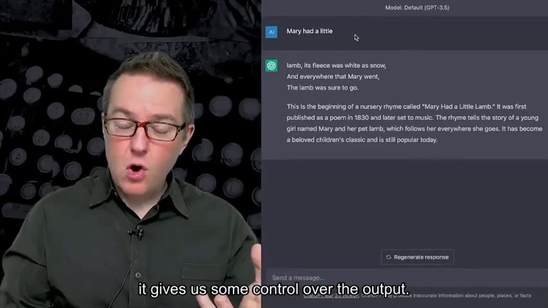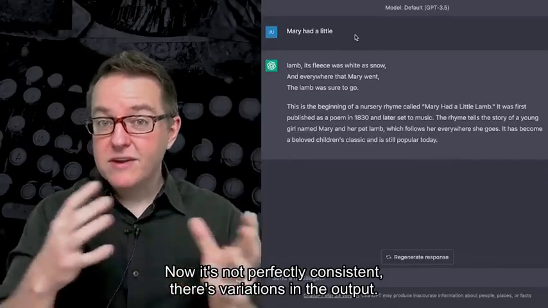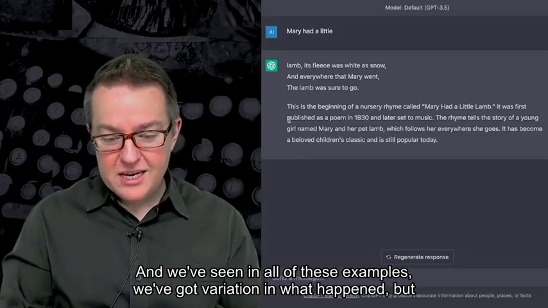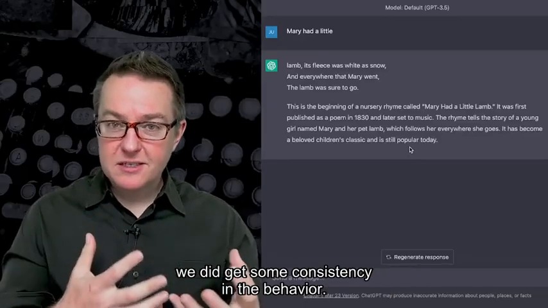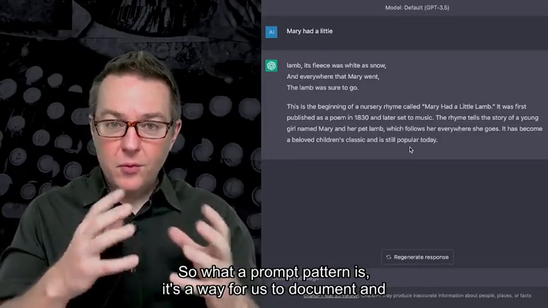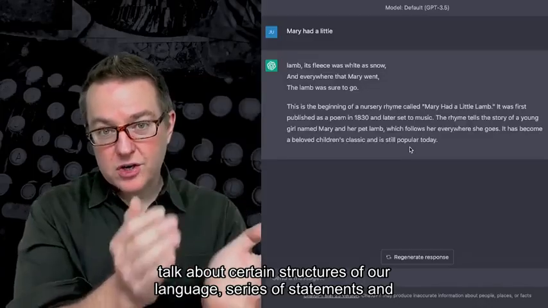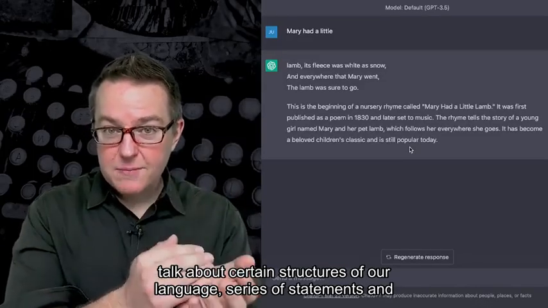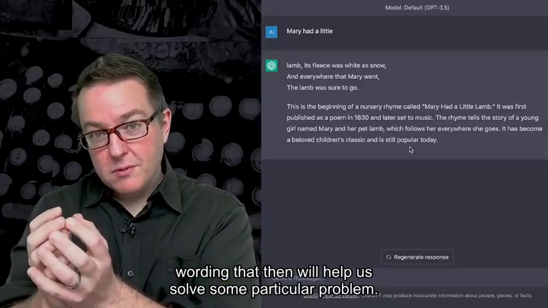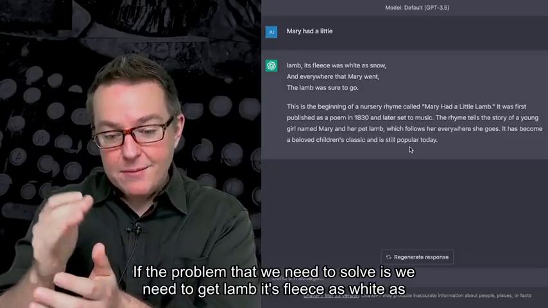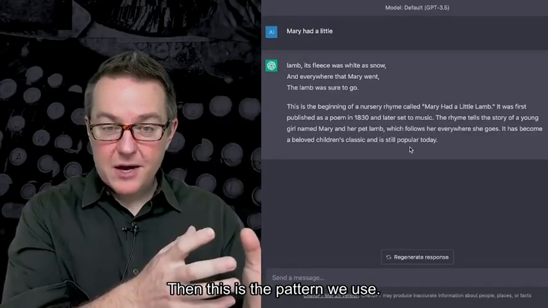It gives us some control over the output. It gives us a consistent, somewhat consistent behavior. Now, it's not perfectly consistent. There's variations in the output. And we've seen in all of these examples, we've got variation in what happened, but we did get some consistency in the behavior. So what a prompt pattern is, is a way for us to document and talk about certain structures of our language, series of statements and wording that will help us solve some particular problem. If the problem that we need to solve is we need to get "lamb, its fleece as white as snow" as the next several words that are produced, then this is the pattern we use.